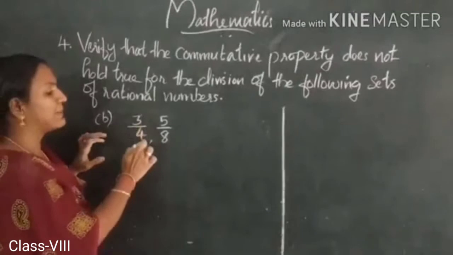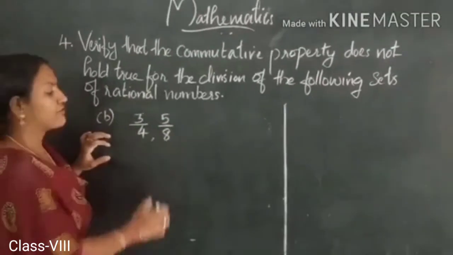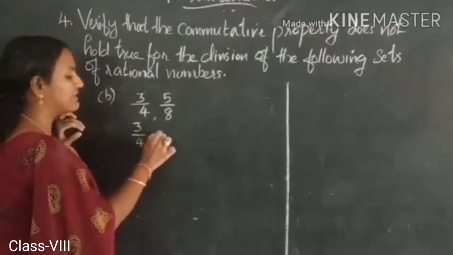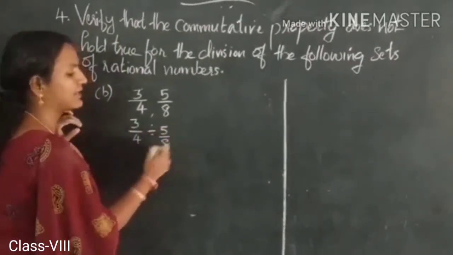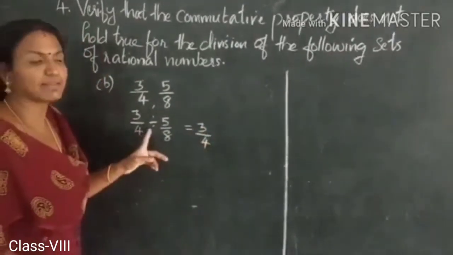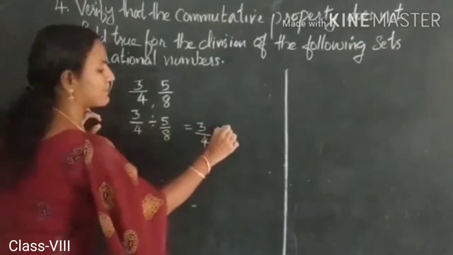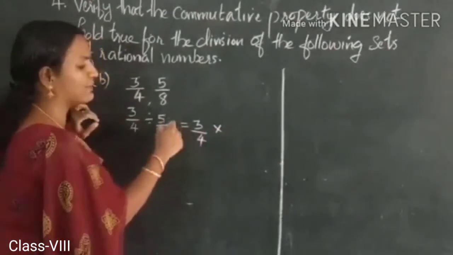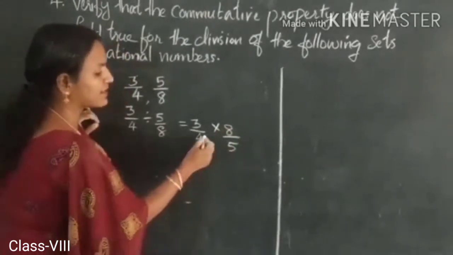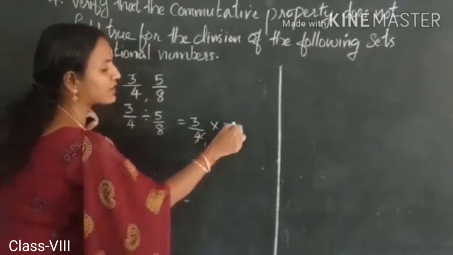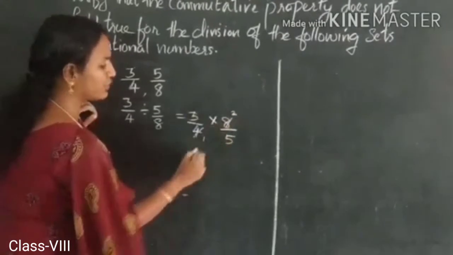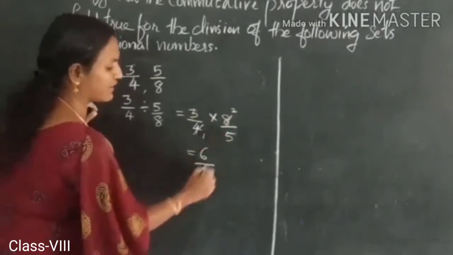Next question. 3 by 4, comma, 5 by 8. First divide 3 by 4 and 5 by 8. So 3 by 4 divided by 5 by 8 is equal to 3 by 4. Division means you multiply the reciprocal of the second one. So into what is the reciprocal of 5 by 8? 8 by 5. The cancellation is there. 4 and 8. 1 4s are 4 and 2 4s are 8. Then multiply the numerators. 3 into 2, 6 by 1 into 5, 5.